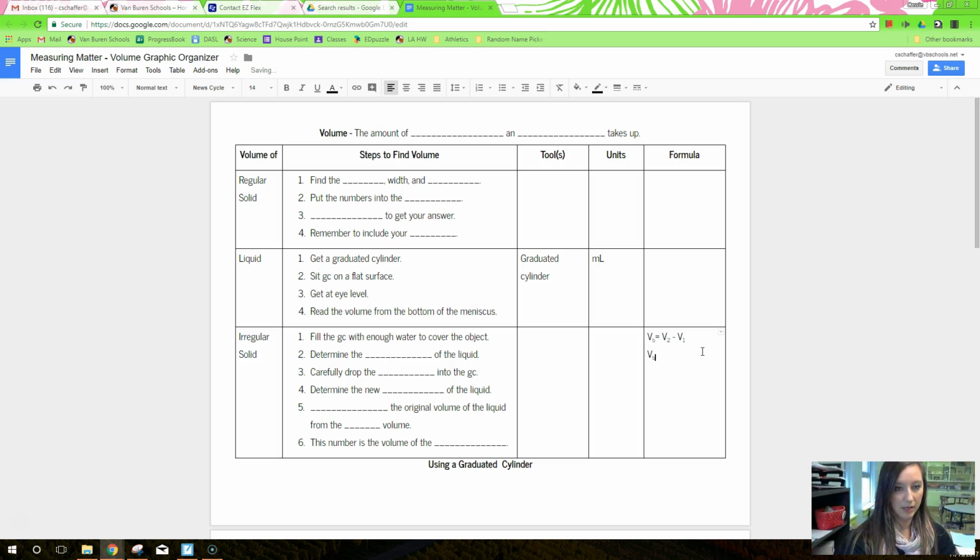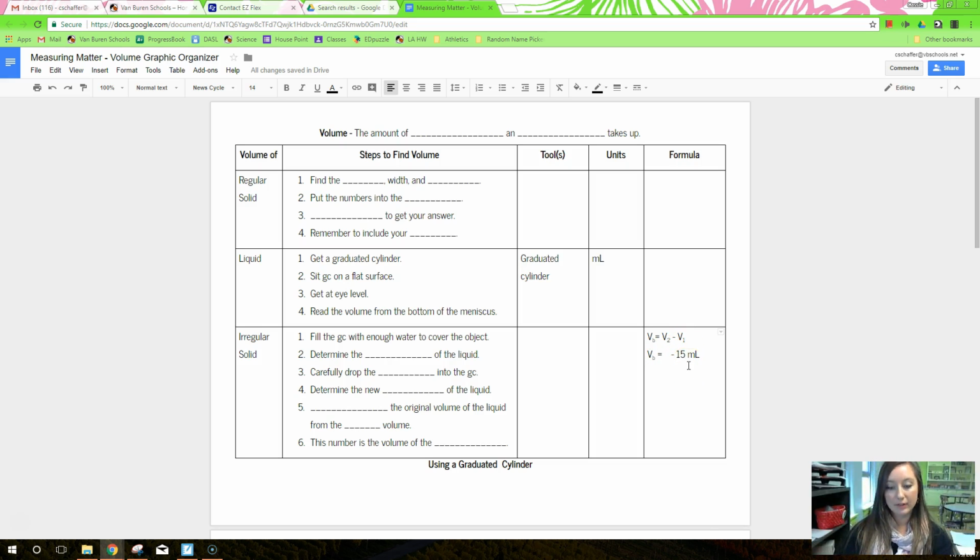So again, I come down to my next step. Volume 2 would be the second volume that we're taking. Right now, this is the first volume that we're finding. It's the volume of our water by itself. And so I know that I started off with 15 milliliters of water. So that's my volume 1. See how I'm subbing it in right underneath there.